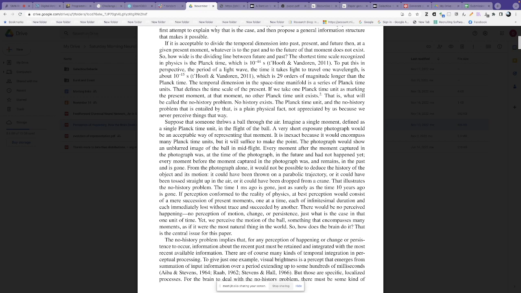But if someone throws a ball into the air, if you can take a snapshot of that, that's what he calls a single Planck time unit, a single unit in time. I don't know if you have to call it a Planck time unit, but basically it's the here and now. It's this snapshot of what's going on. There's no history in that single snapshot. And there's no history in a collection of snapshots, other than maybe figuring out what the trajectory is in the order of those snapshots.